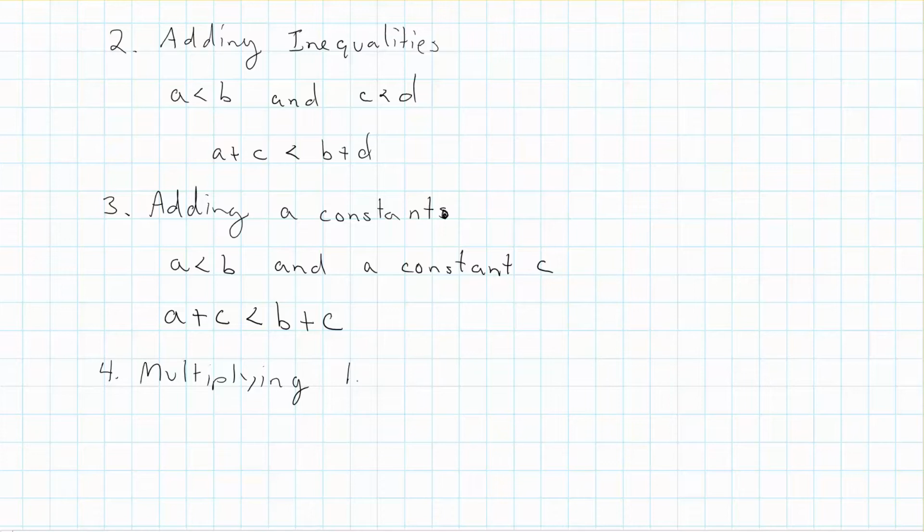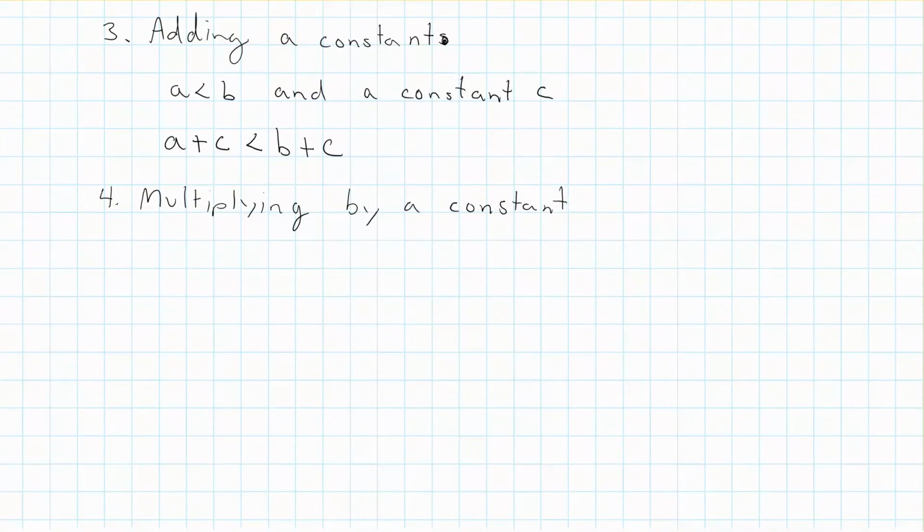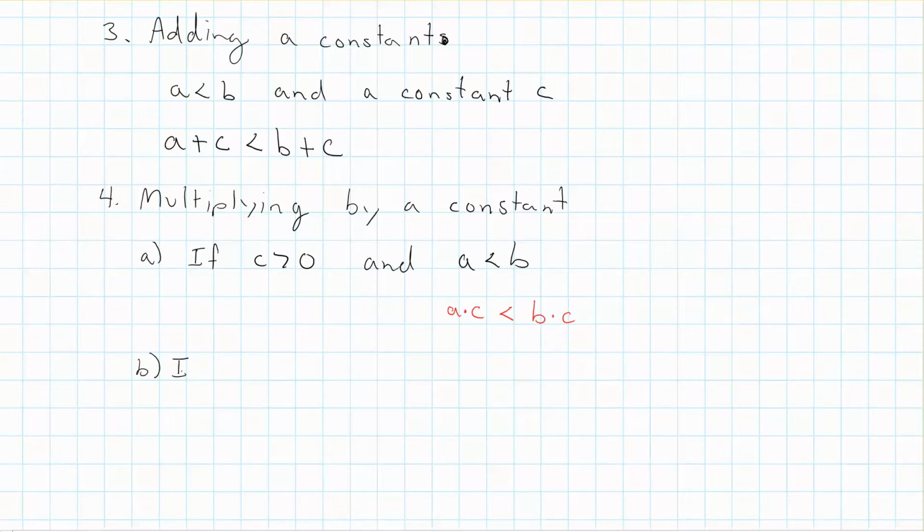So multiplying by a constant. Now there's actually two cases here that are distinct, and we have to be a little bit careful with them. The first case is that if C is a positive constant and we have A less than B, well, the result then is that you can do A times C, and that would be less than B times C. So multiplying the same thing on both sides of the inequality doesn't do anything. Now, you can kind of guess if we're talking about C being greater than 0, we're going to want to know what happens if it's less than 0.